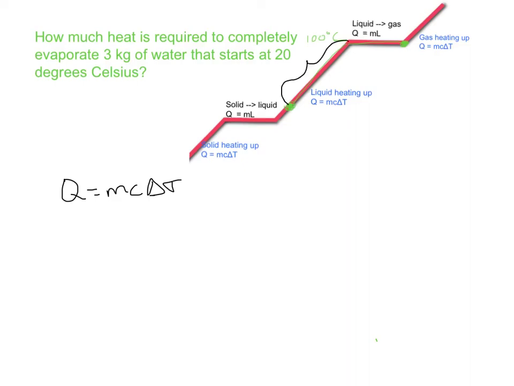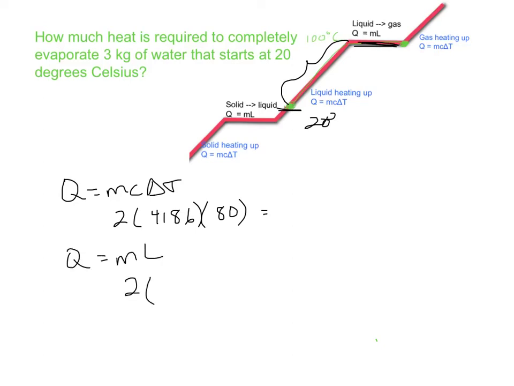Now, how much are we changing our temperature? It's starting at 20 degrees and it's going to 100 degrees. So we're going to take our mass times 4186, the heat capacity of water, times the change in temperature, which is going from 20 to 100, so that's 80 degrees. And that's going to give us the heat to change its temperature. Then we need to evaporate it. So we're going to use Q equals ML.